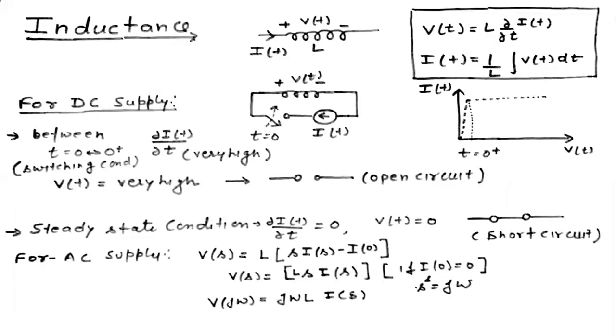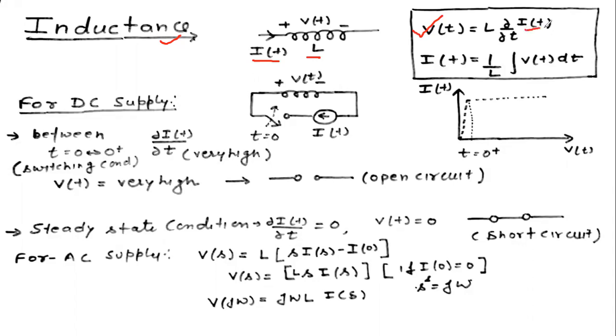So now the next element is the inductor. The inductor is also a very important element. For the voltage-current relation, the current is i(t), the symbol is L, and the voltage is represented as v(t). The voltage across the inductor is v(t) equal to L di/dt.